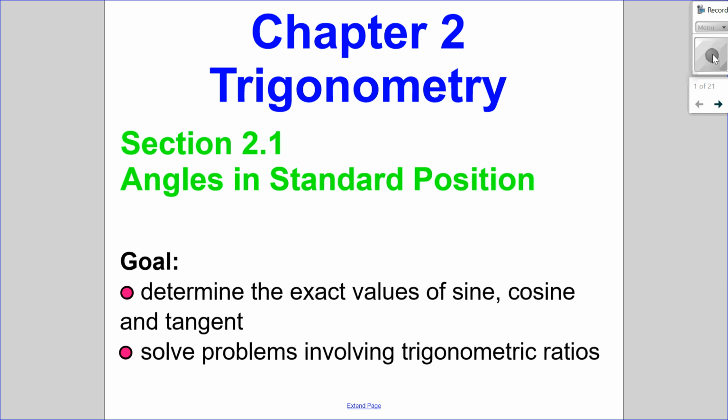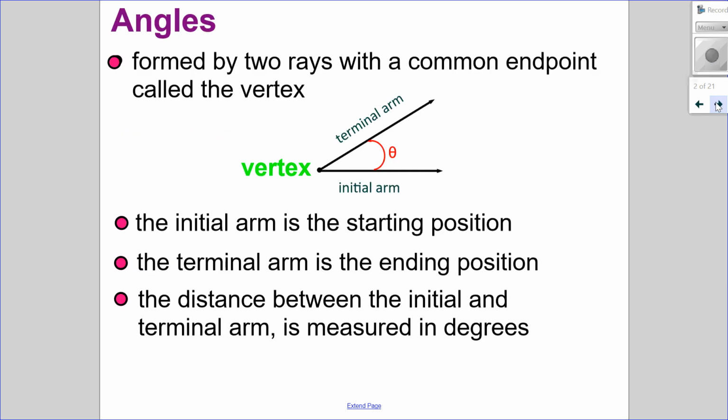So let's begin by talking about what an angle actually is. An angle is formed by two rays with a common endpoint, and that endpoint is called a vertex. Now, the vertex connects these two rays. One of the rays is the initial or starting position. That's the fixed position. And the terminal arm is the ending position. So the terminal arm is the one that moves back and forth. And the distance between those two would be the angle, which is measured in degrees.